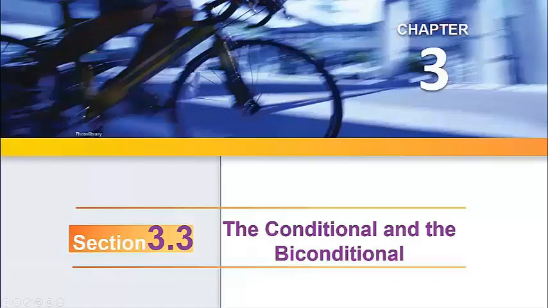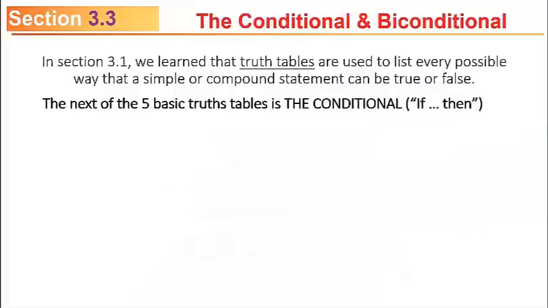We're continuing our study of logic in section 3.3 on the conditional and biconditional. Back in section 3.1, we learned that truth tables are used to list every possible way that a simple or compound statement can be true or false. The next of the 5 basic truth tables that we're developing, this will be number 4, is called the conditional, sometimes called the if-then.